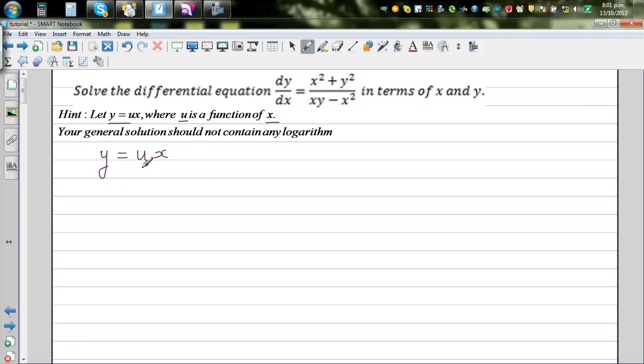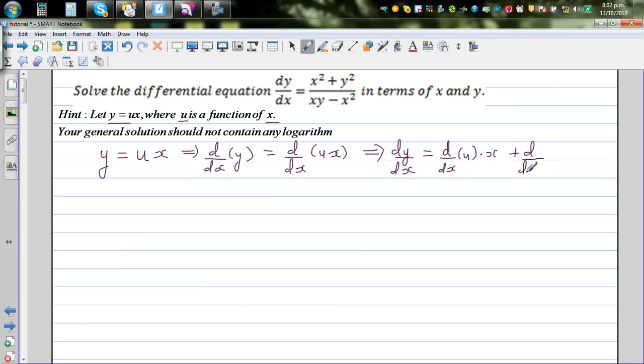Let us differentiate this with respect to x. So this implies d by dx of y is equal to, differentiating both sides with respect to x, d by dx of ux. To save space, I'm doing it like this. d by dx of y is nothing but dy by dx, is equal to. Now here we have to use the chain rule. We are differentiating using the chain rule: d by dx of u times the second function, which is x, plus d by dx of x times u. So this is simple chain rule.